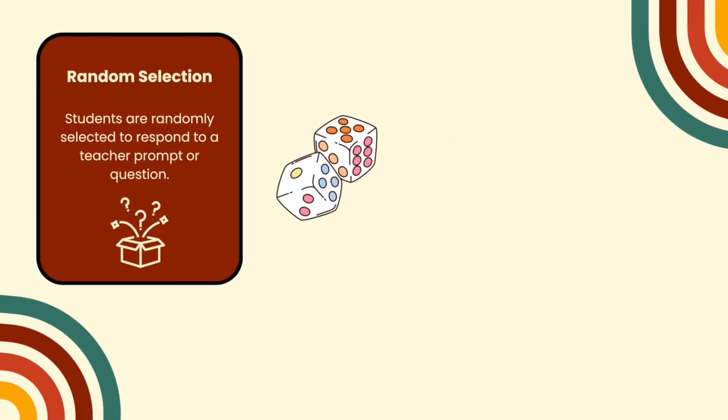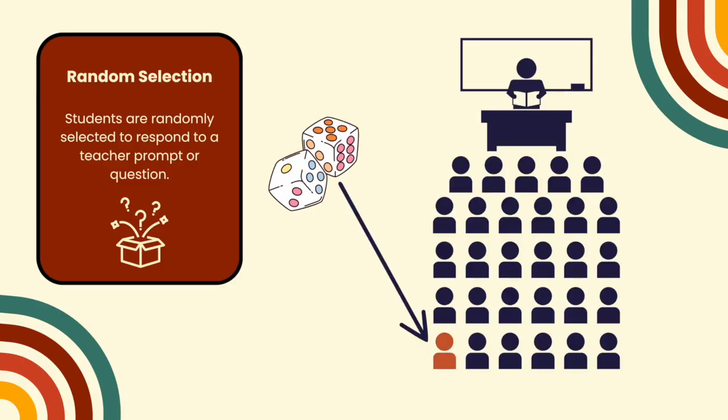Another strategy could be using a pair of dice. You might roll the dice. One dice would tell you the row or table from whom you're going to select the student, and then the other dice would give you the number of the student in that row or at that table. So if we rolled this, a 5 and a 1, the teacher might select the first student in the 5th row to give a response.